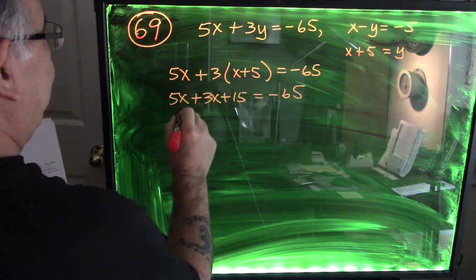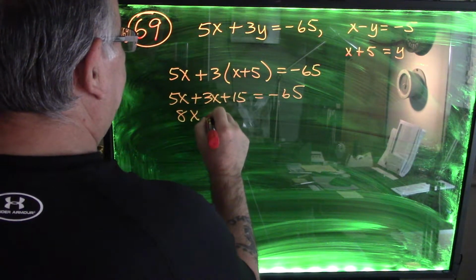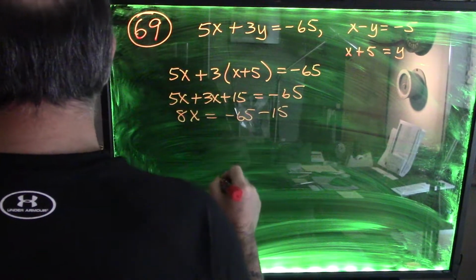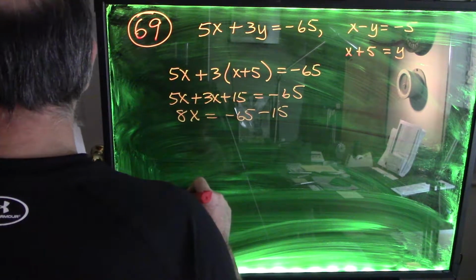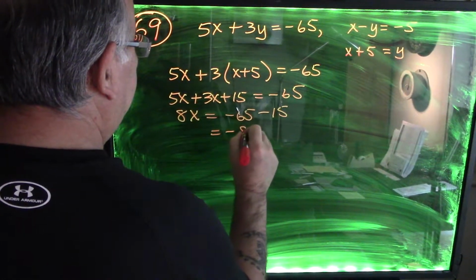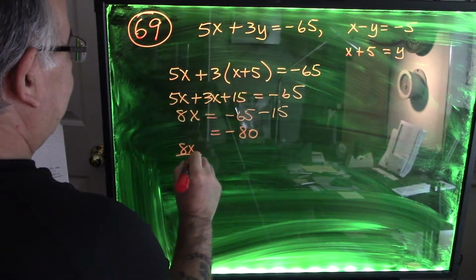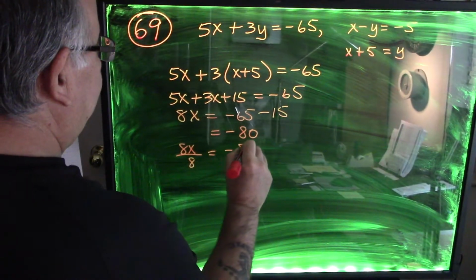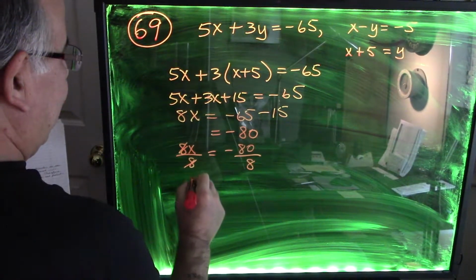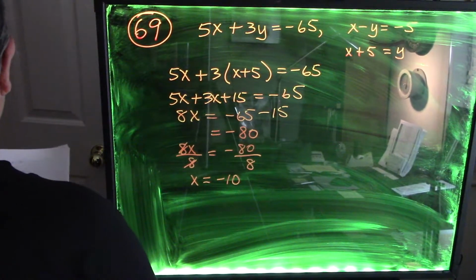So 5x plus 3x is 8x. Subtract 15 from both sides, so you're going to get negative 65 minus 15. Alright? And so you've got 8x equals negative 80. And then you divide both sides by 8, so you've got 8x over 8 equals negative 80 over 8. Cancel the 8's on the left side, so you get x equals negative 10. Alright?